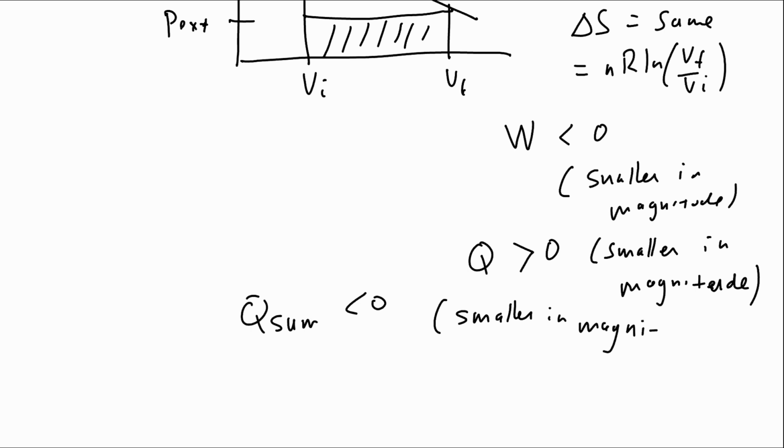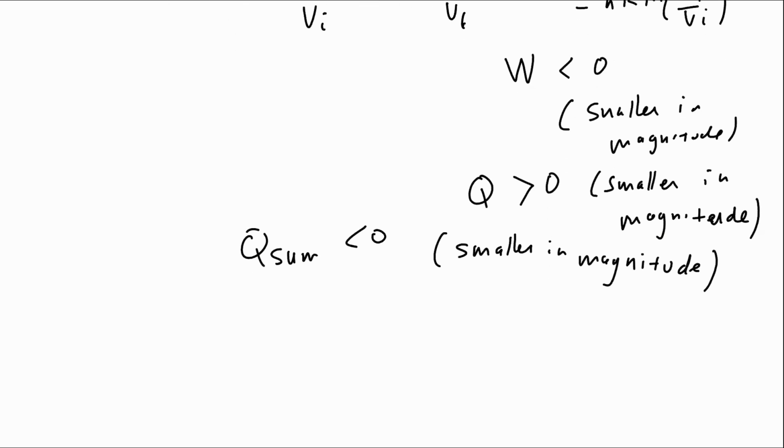Magnitude means, minus 1 is smaller in magnitude than minus 2, right? But minus 1 is actually bigger than minus 2. You have to be careful, like on an absolute scale. Just the size of the effect is smaller in magnitude here. And so delta S of the surroundings is less than 0, but smaller in magnitude.